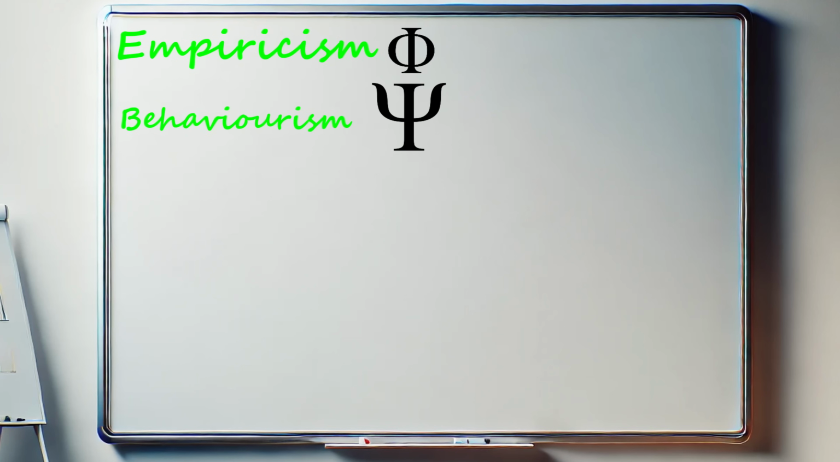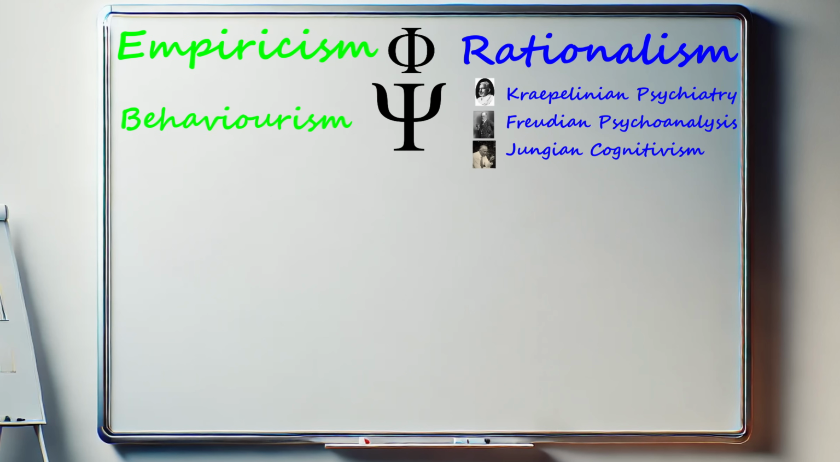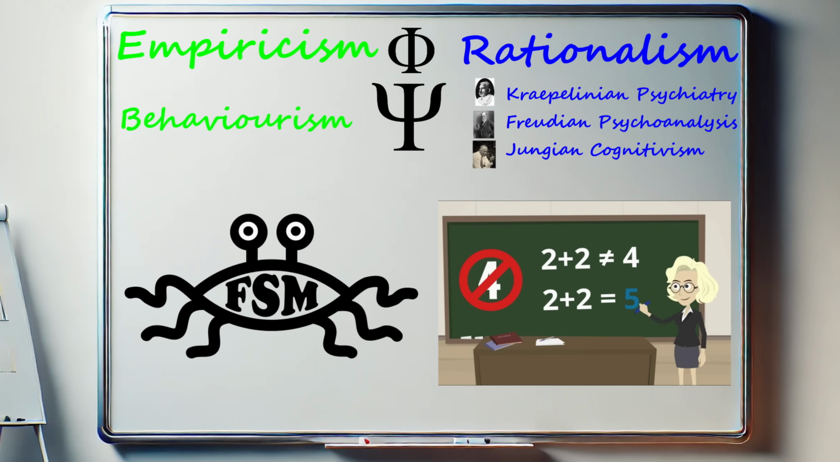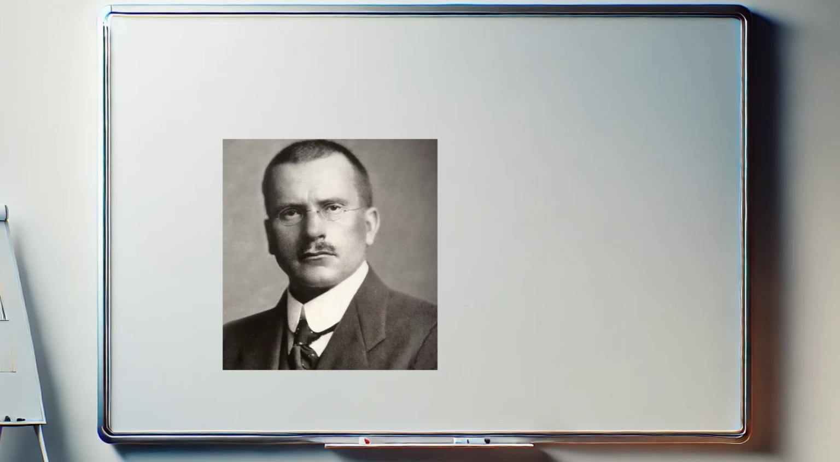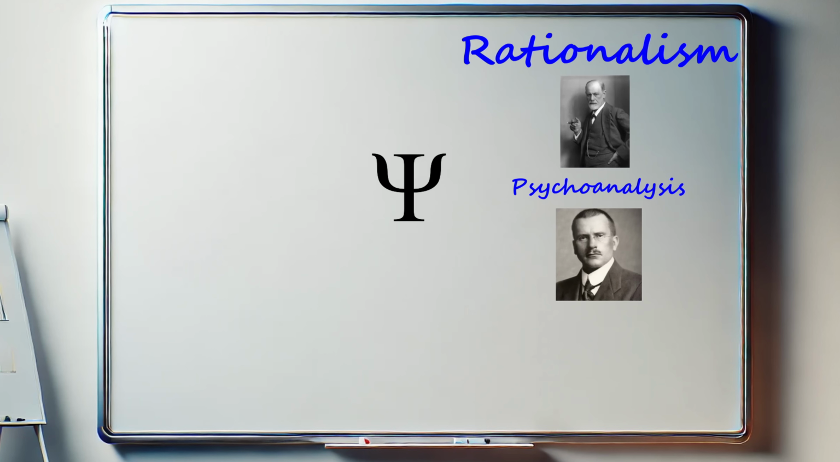This approach contrasts with theories that emphasises introspection or exploration of unconscious processes, such as Kraepelian psychiatry, Freudian psychoanalysis, and Jungian cognitivism. Those psychological theories come under the philosophy of rationalism, which asserts that knowledge comes from reason and logic independent of sensory input. See, in the beginning, Jung was actually a student of Freud, studying under him in his school of psychoanalysis, being a rationalistic psychology, and it was from that school Jung developed his ideas of cognition.